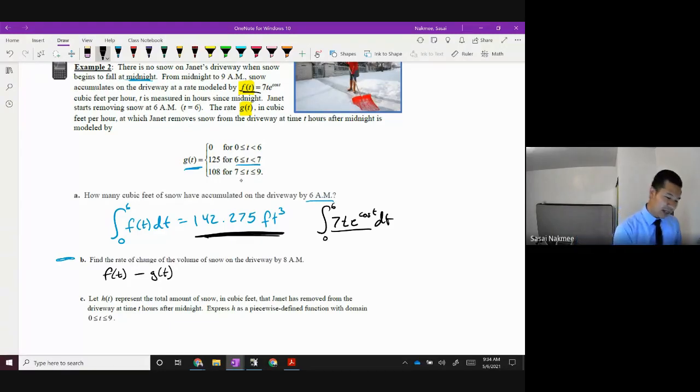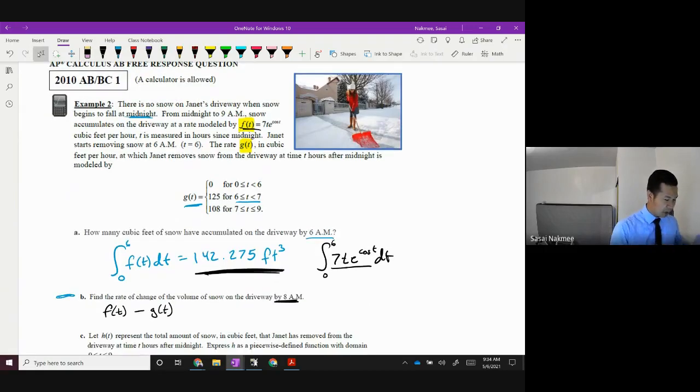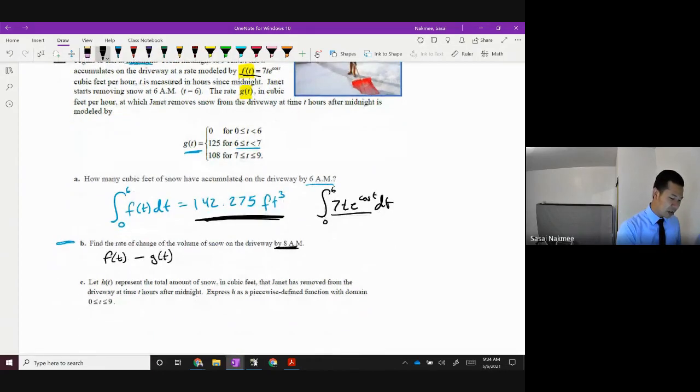Now they want it at a specific time, at 8. So all we have to do is plug in 8 for t, because that's how this model works. Midnight is t equals 0, so 6 a.m. is t equals 6, and 8 a.m. is t equals 8. So all I had to do was plug this in as f of 8 minus g of 8. And you just plug this into your calculator.